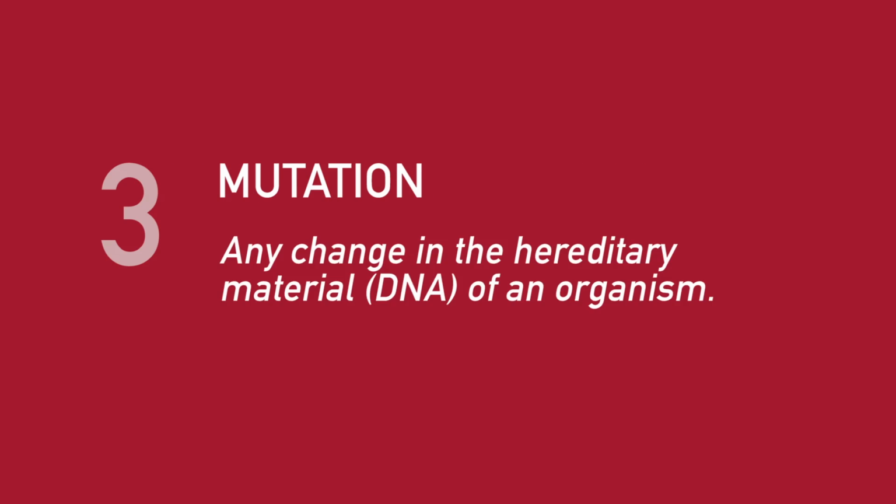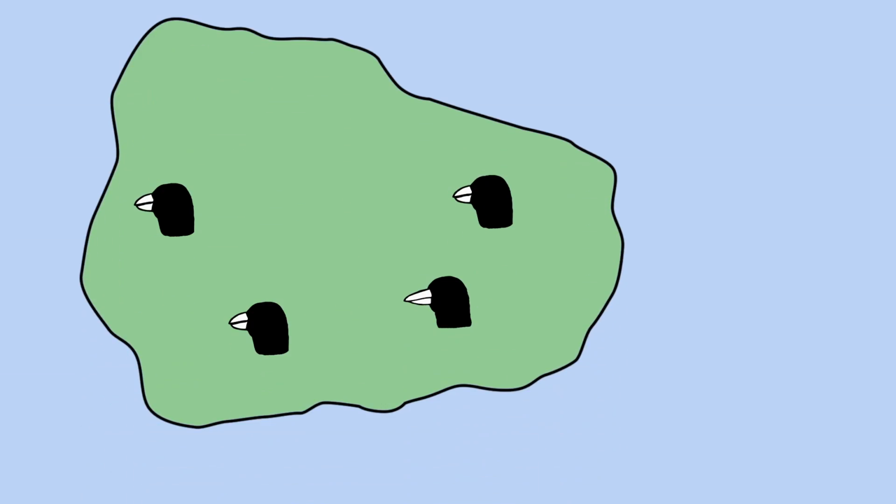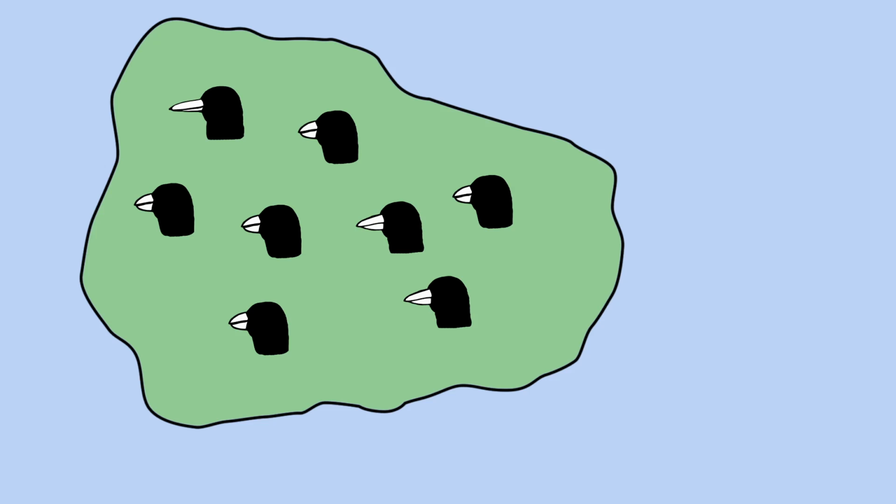The third mechanism is mutation. This is any change in the hereditary material or DNA of an organism. The remaining finches have settled onto the island. Some individuals have died, but new finches are also being produced. In any population, mutations in DNA occur, although they're rare. Some of these mutations create new alleles, and they may alter the phenotype. For example, here we see the emergence of a finch with a novel beak size.